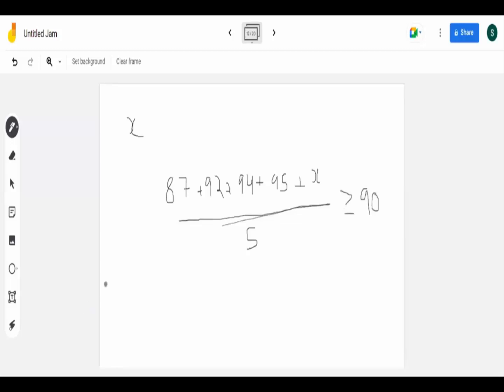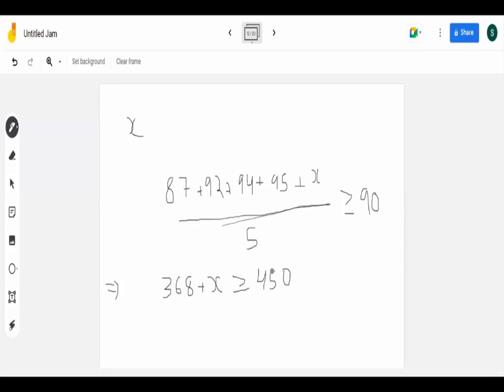Now if we add these, 87 plus 92 is 179, 273, 368. You can solve it. I am solving it directly. You can add these numbers and you will get 368 plus x. And if we cross multiply, we will get it is greater than or equal to 450.